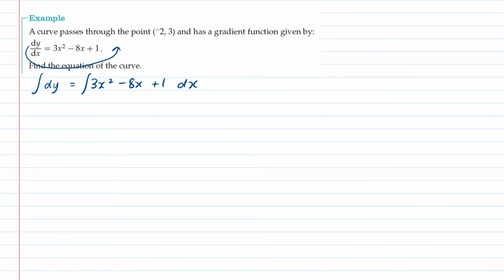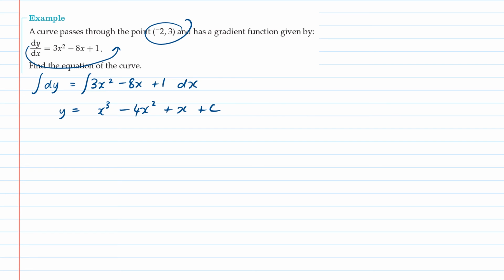So the integral of dy is simply going to be y, and then the integral of this side is going to be, well, we'll just take it term by term. So raise the power by 1 and divide by the new power. Raise the power by 1, divide by the new power, and then we're going to have an x and a plus c. Now it's asking for the equation of the curve, so that means that they want us to evaluate what plus c is, well, and that's where these points come in.